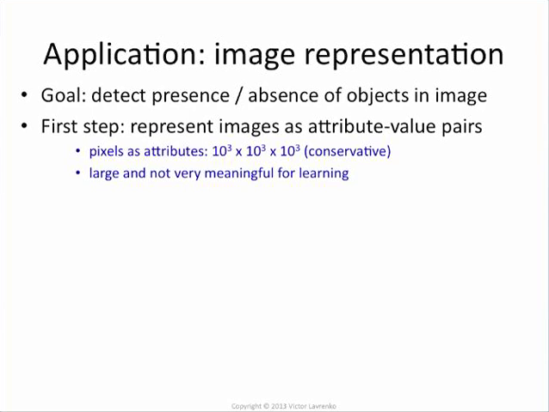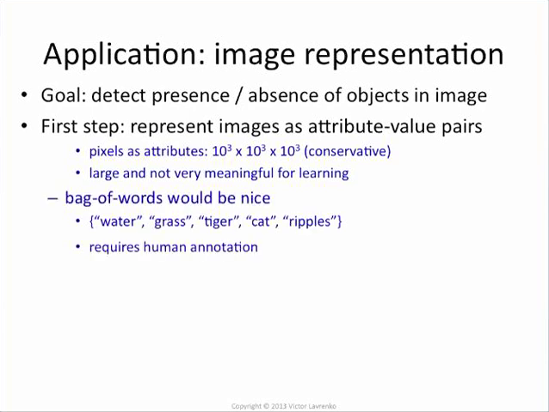You can do it for digits, which are 20 by 20 or 16 by 16, but you can't really do it for images. The number of attributes is too big, and the attributes aren't very meaningful. A single pixel isn't going to tell you much about whether an image contains a tiger or not. So what you would want is a more semantic sort of representation of an image.